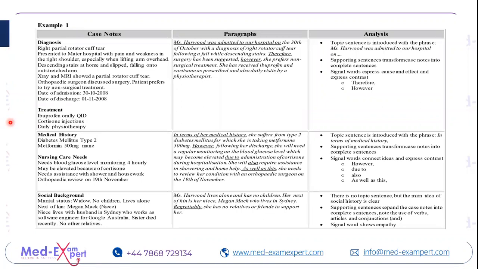Yes, it is relevant because it's a rotator cuff tear. So she was a diabetic patient. So you'll be writing about the diabetes mellitus and metformin. So based on the condition of the patient, you have to select the medical history.